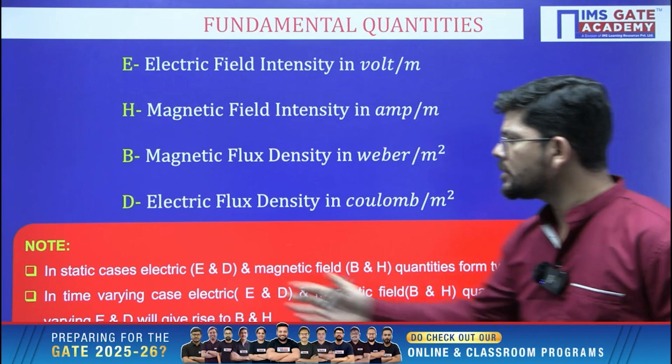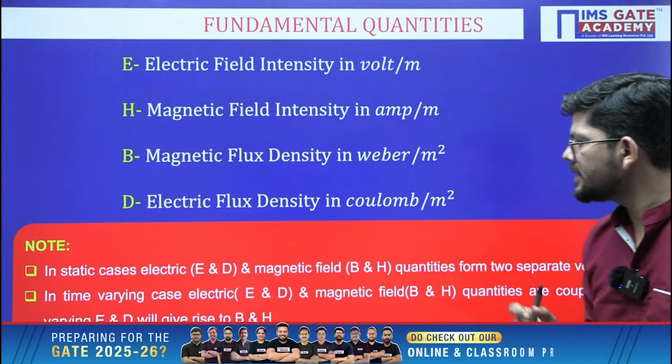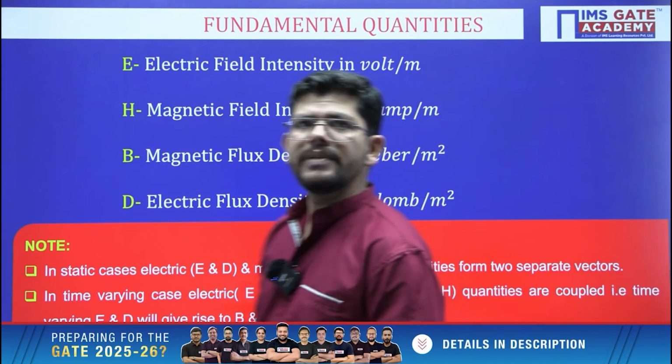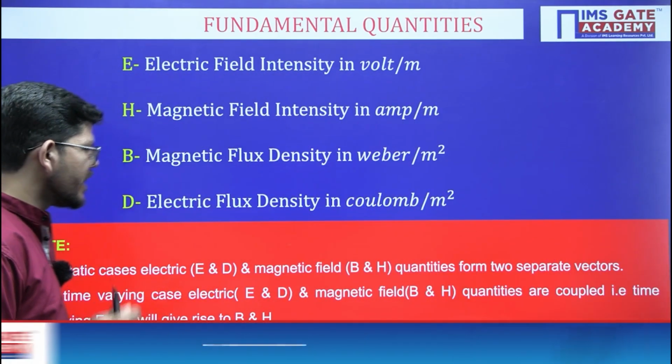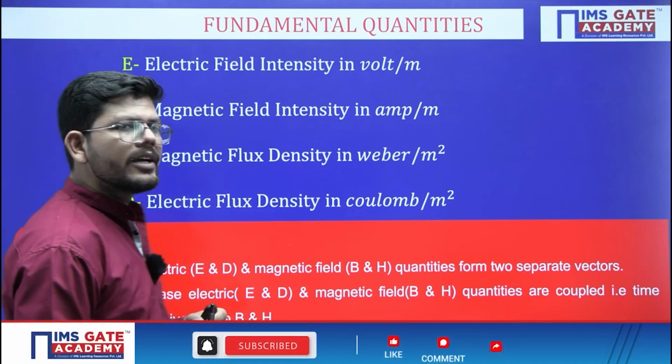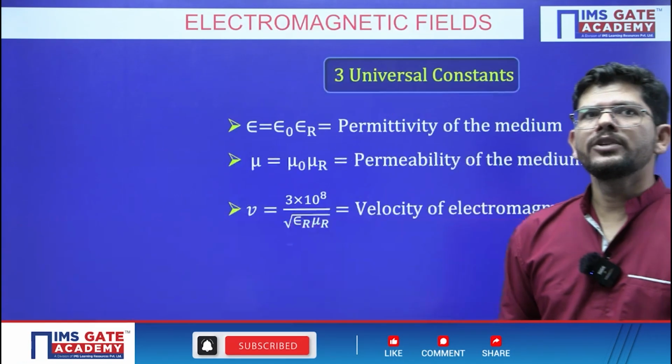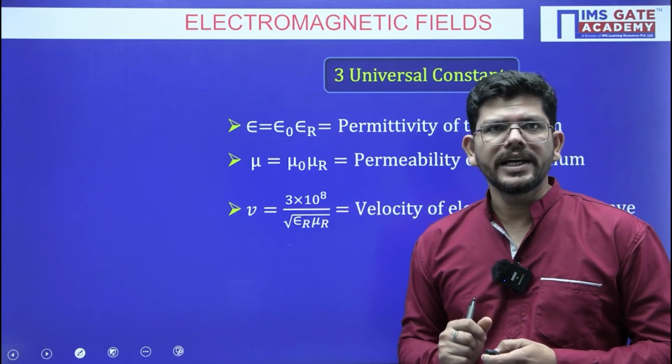But when it comes to time varying cases, E and D and B and H, the electric and magnetic fields, will interact with each other, they will be coupled, and for time varying cases we will get equations in terms of Maxwell equations, right? So we will be having only 4 quantities here in electromagnetics.